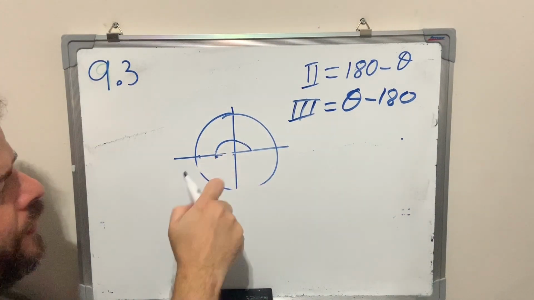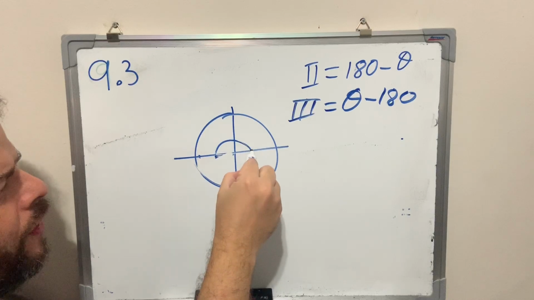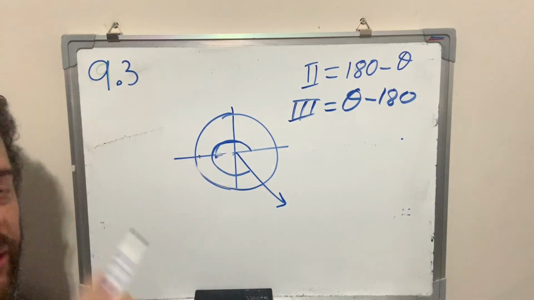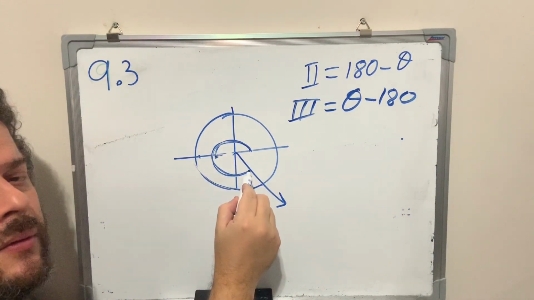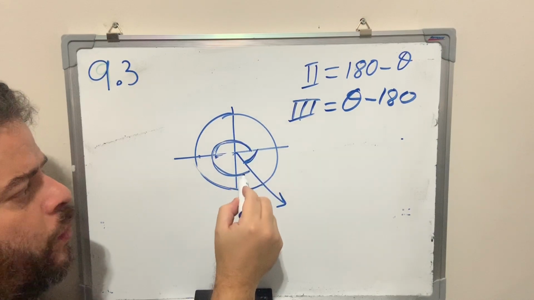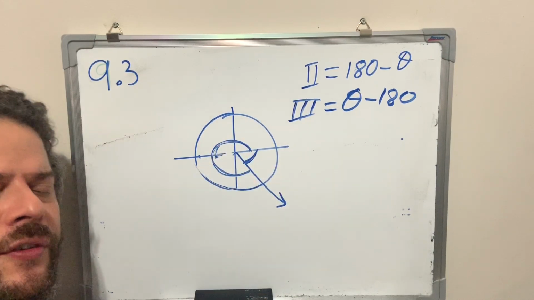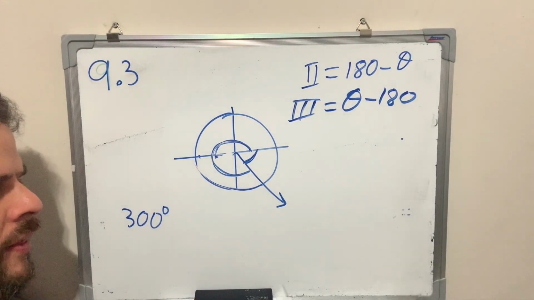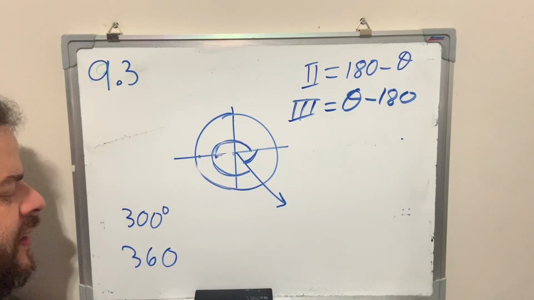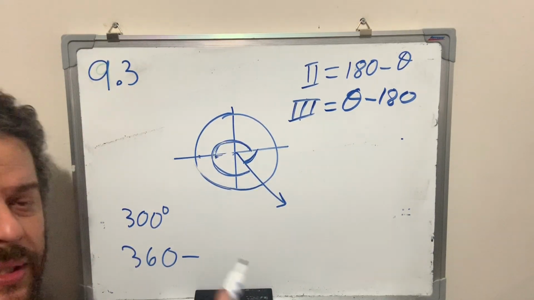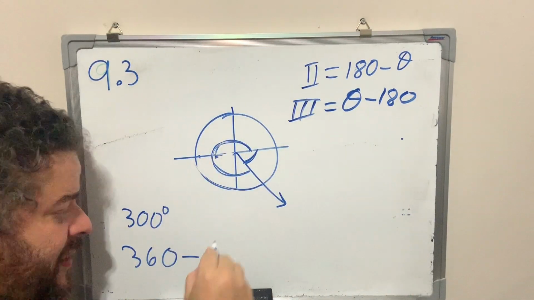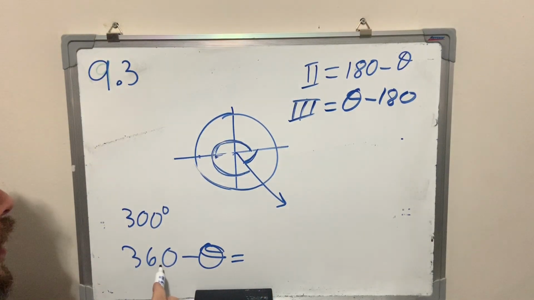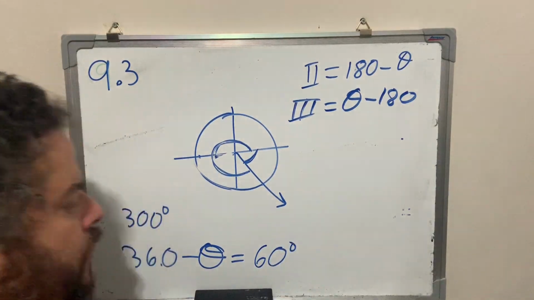For the smart folks, you should already know how to work the fourth quadrant. In the fourth quadrant, the reference angle is what's missing to complete an entire circle. Let's say I have 300 degrees. The entire circle is 360 degrees, so the formula is 360 degrees minus the angle, which gives you the reference angle. 360 degrees minus 300 gives you 60 degrees.